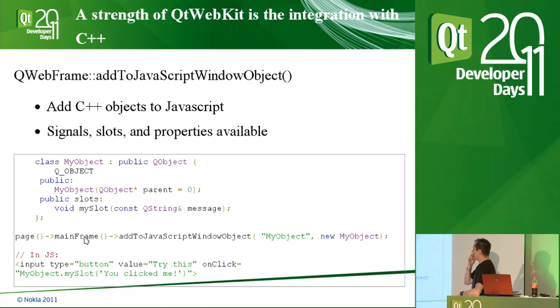So for example, here, I create my object, and then I just have a slot, and then on the main frame, I can add it to the JavaScript window object, my object, and then I instantiate it, like this part, right? And then in JavaScript code, in my web world, I can just use it like this. My object is a global object in the JavaScript global object, and I just call it. So that's a very cool feature of Qt. You can mix both worlds.